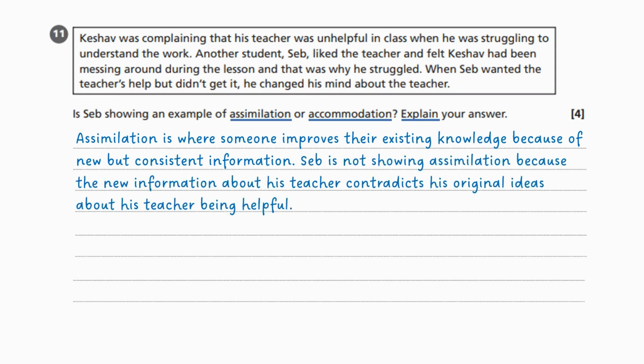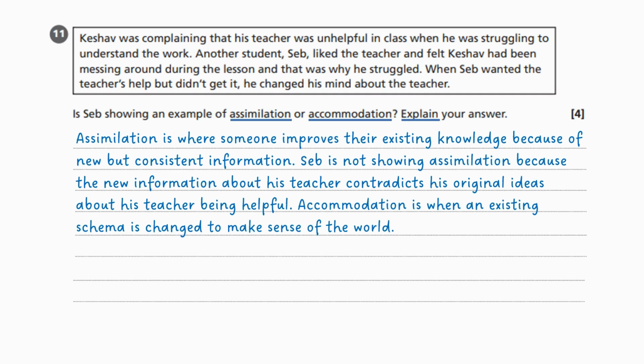Seb is not showing assimilation because the new information about his teacher contradicts his original ideas about his teacher being helpful. So you can see there it can't just be assimilation because he's got contradictory information about his teacher. So we can't just add to his existing schema, and use that same schema.